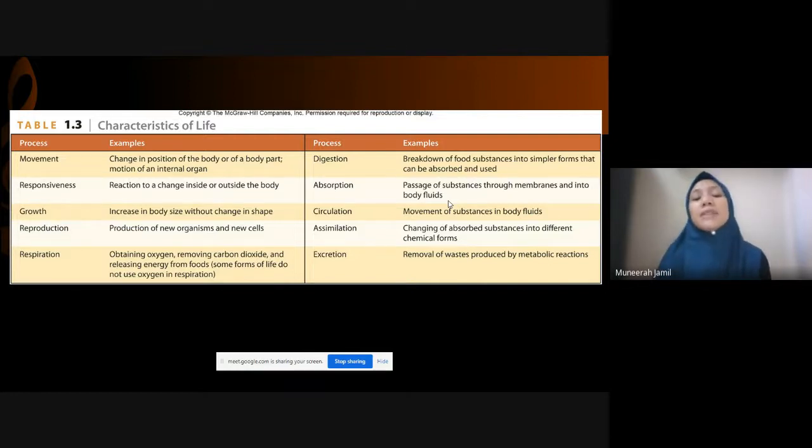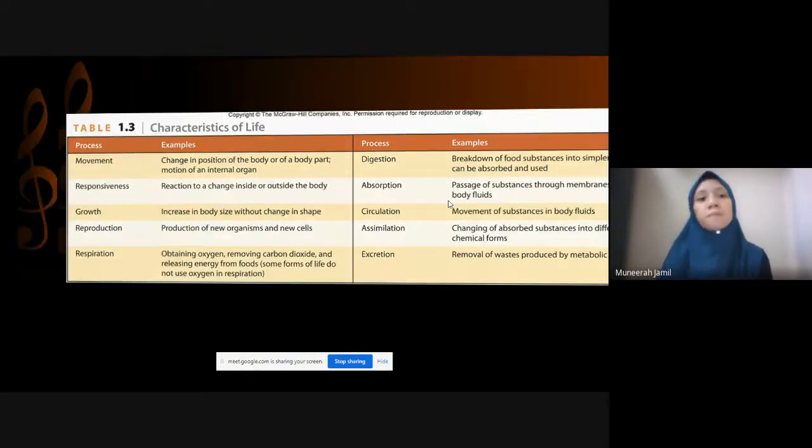Okay, and then digestion is the breakdown of the substances that we take, and it is broken down into a simpler form so that it can be easily absorbed and be used or converted into energy. Absorption, passage of substance through membranes and into body fluids. Circulation is the movement of substance in the body fluids. It always refers to the body fluids. Assimilation, changing of absorbed substance into different chemical forms, and also excretion, removal of waste products produced by the metabolic reactions or processes.